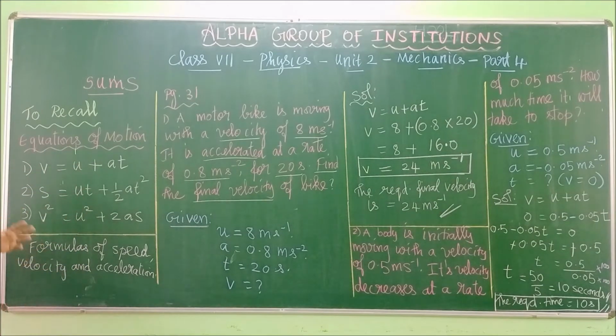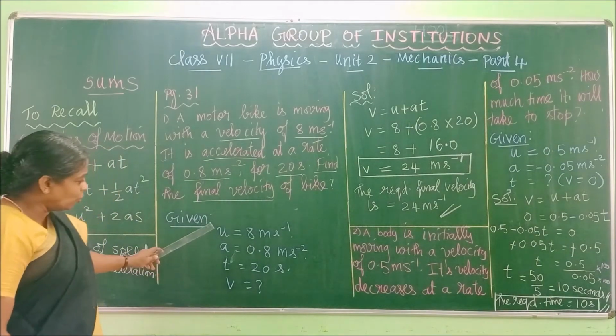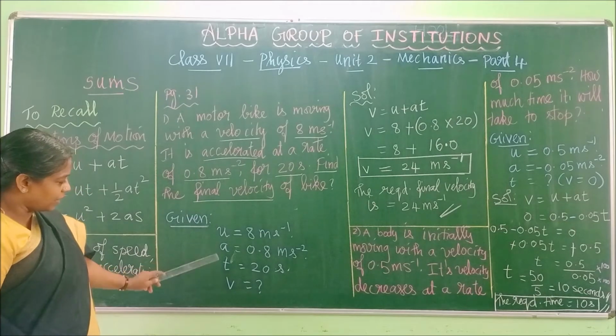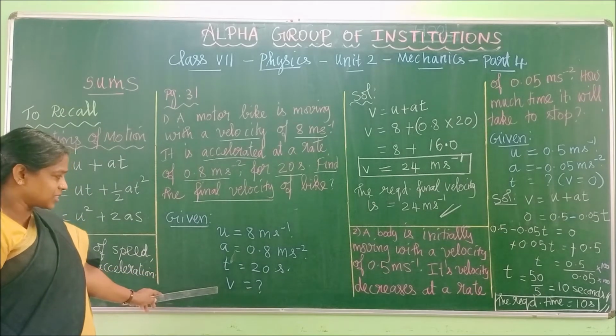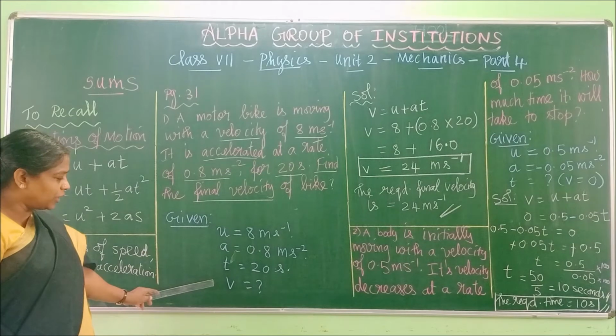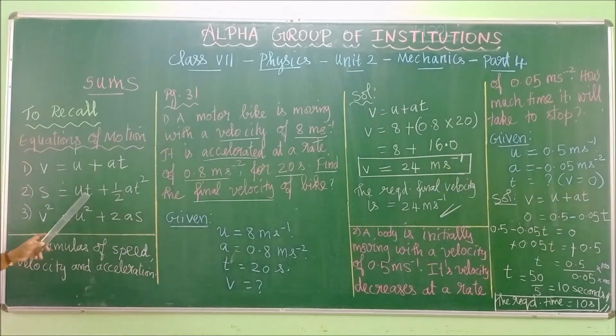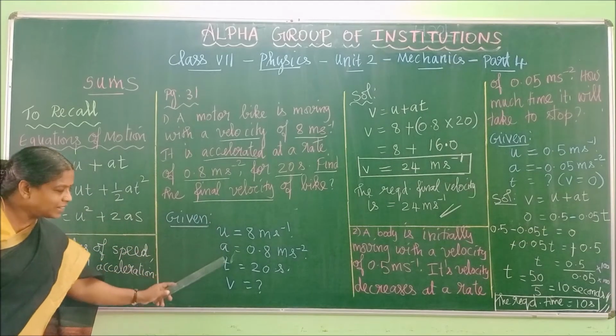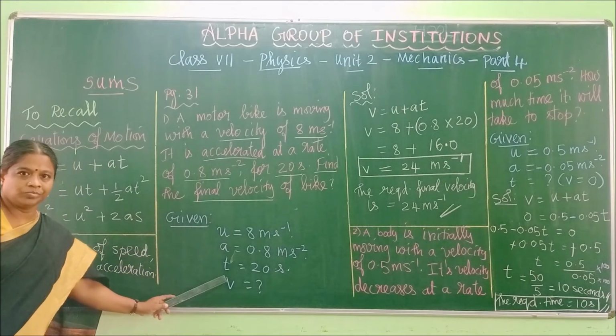In some sums, v will be given, u will be given, a will be asked, t also will be given. So what formula can you use? You can go with the first formula. When we do the sum, you can understand it. Now here you see, u is given, a is given, t is also given, v is asked. So which formula is best suited here? If you go for the second or third formula, here we don't need displacement at all.